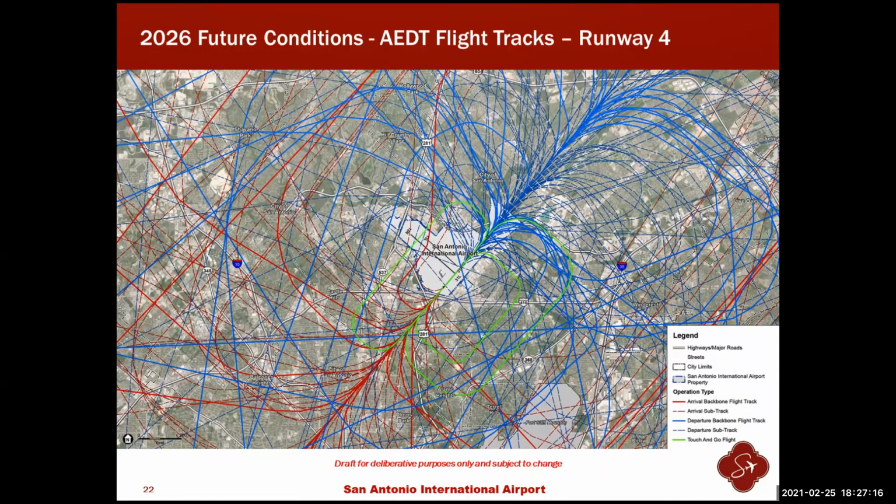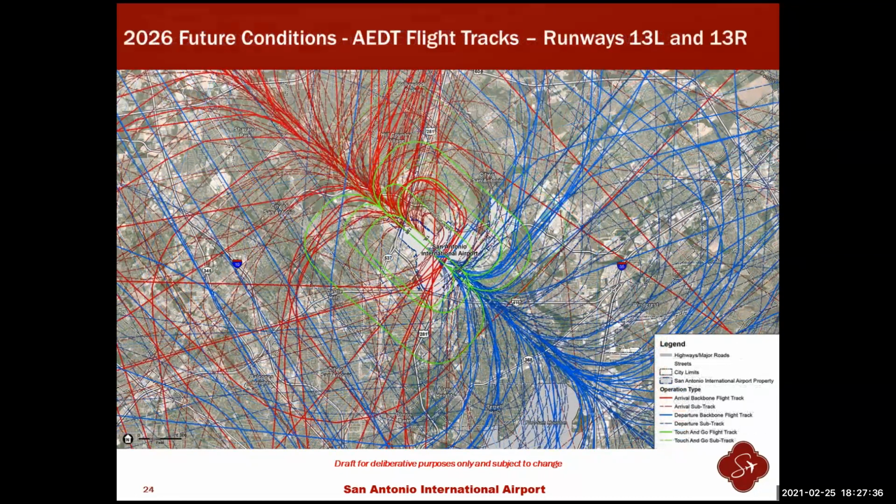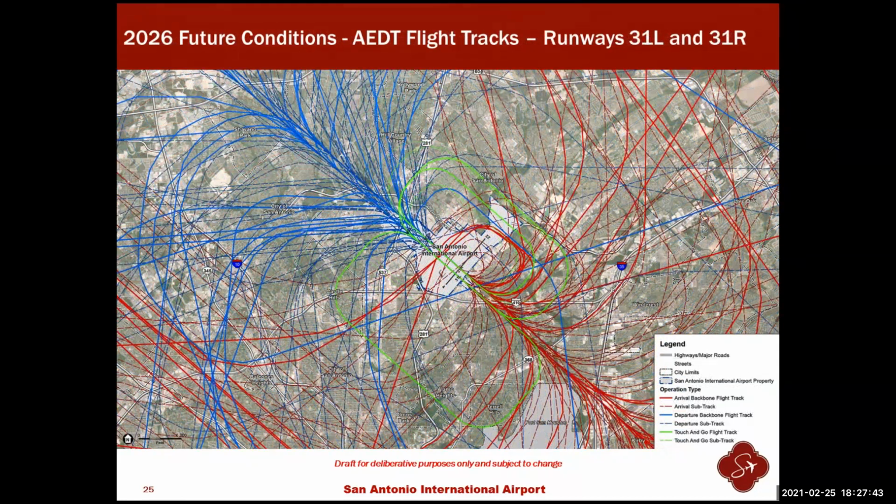We are not expecting any noticeable changes in the future aircraft arrival and departure patterns. As such, the 2026 flight tracks closely resemble the 2021 flight tracks. On this slide, you see the flight tracks for aircraft operating on runway 4. These are the expected flight tracks for aircraft operating on runway 22. Here are the expected flight tracks for aircraft operating on runways 13 left and 13 right. And finally, on this slide, you see the expected flight tracks for aircraft operating on runways 31 left and 31 right.